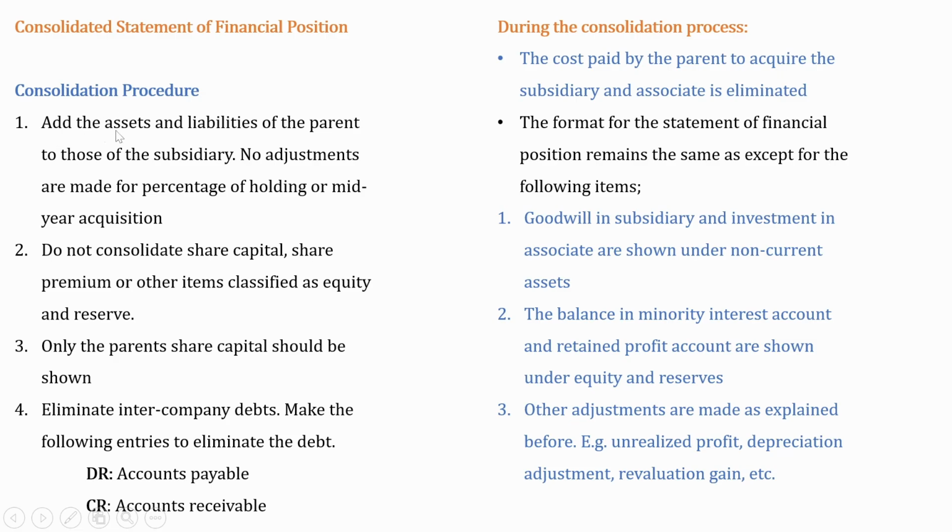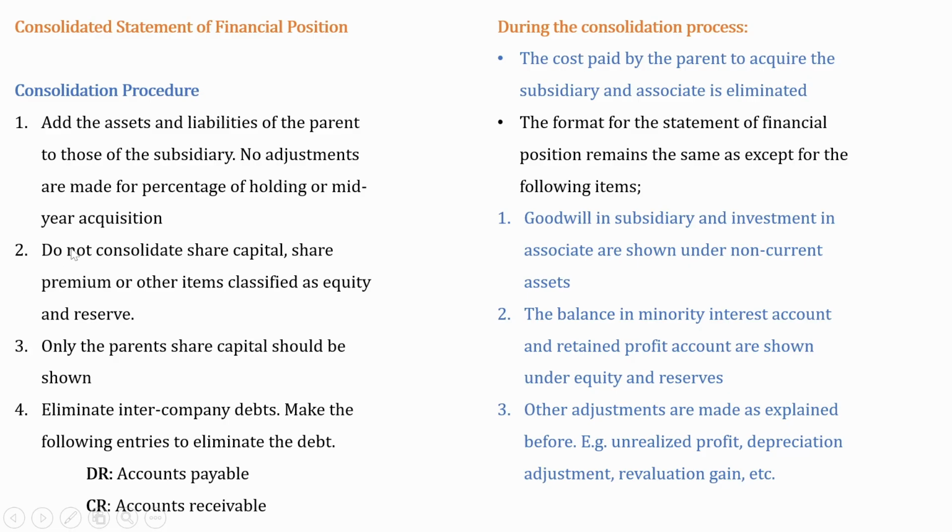Number one, add the assets and liabilities of the parent to those of the subsidiary. No adjustments are made for percentage of holding or mid-year acquisition. If the parent has acquired the subsidiary one month to the end of the financial year, you are going to take 100% of the assets and liabilities of the subsidiary. So we don't apportion the same way we did in the income statement, because this one is prepared as at that time, not for the year.